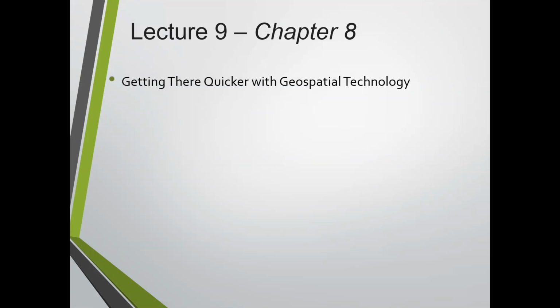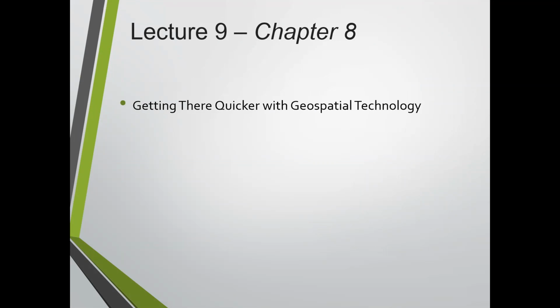So let's go ahead and get started. This is talking about basically route finding. Your chapter is getting there quicker with geospatial technology, and it's going to talk about several different things. One thing we're going to talk about is what we call networks. Networks use some terminology that's kind of exclusive to them in the GIS world. A network is basically a roadway system, or it could be a stream system or anything like that that has links in it, but they use some different terms when we get into GIS.